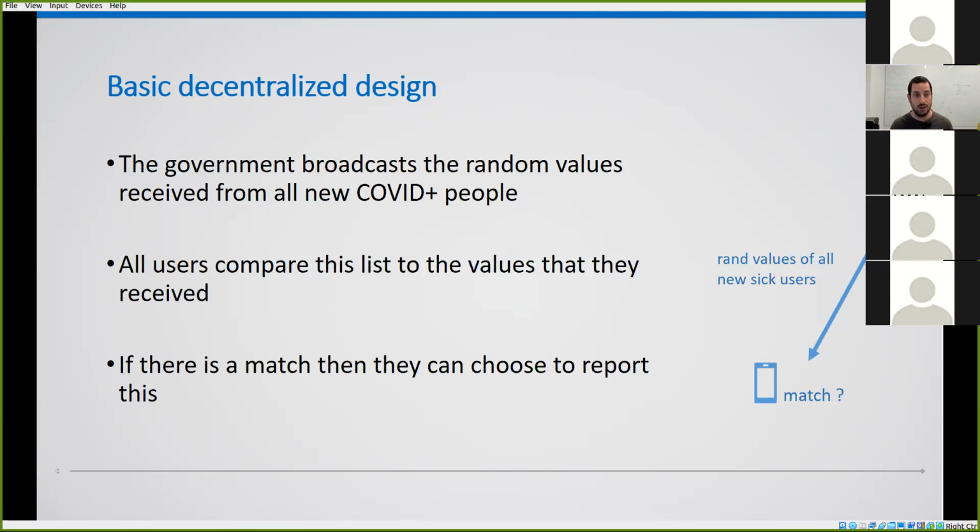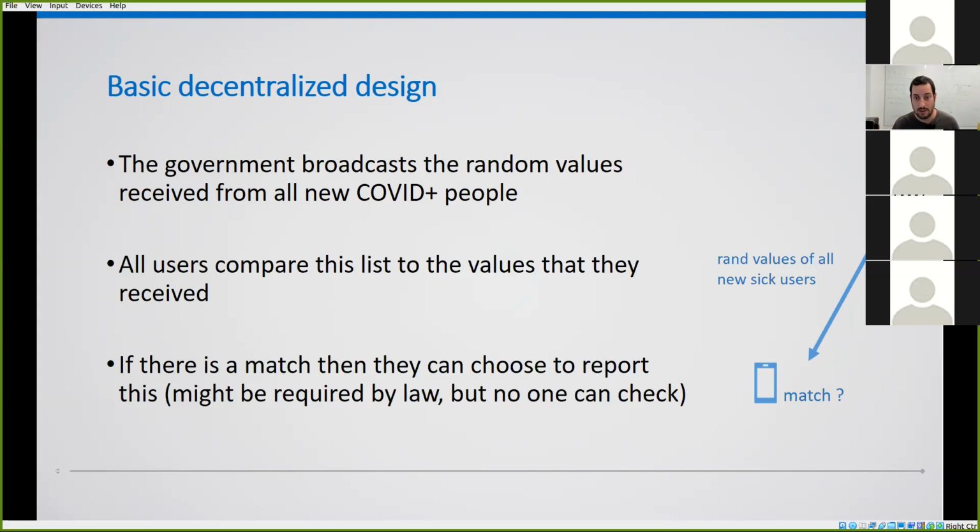And then each user can locally, on their own device, compare the list of values that they received to the list of values stored on their device from the BLE messages. If there is a match, then they know that they were exposed to, or in close contact with, the COVID-19 person, and now they can choose if they think that this is a true positive or false positive, if they want to report it to the government or to voluntarily self-isolate without reporting. The response is up to them. Actually, they might be required by law to report the fact that they got a message, but technologically, there's no way for the government to actually enforce it.